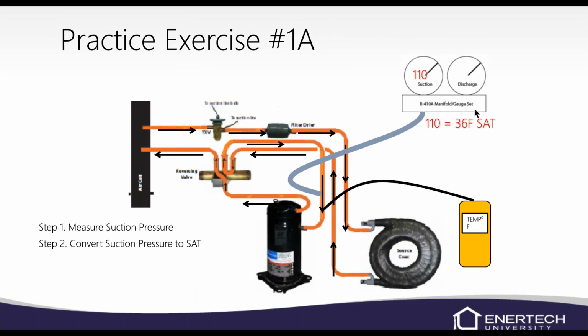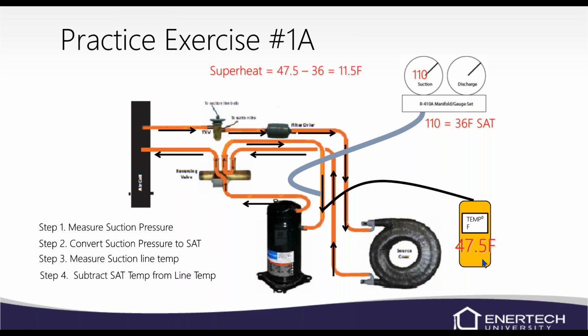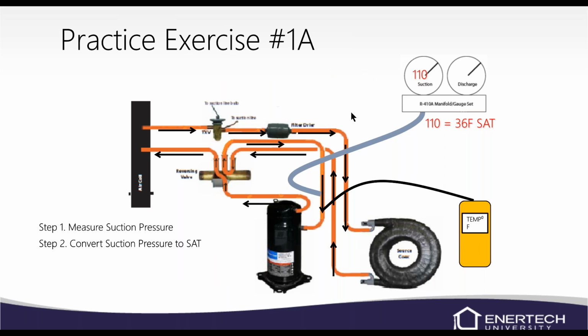So we have our saturation temperature of 36. Our line temperature is 47.5. So then again, we just do the math. That gives us 11.5 degrees of superheat. So if we say, well, John said 10 and 10, we're at 7.5 and 10.5, 11.5. So that's pretty close. That's plus or minus a few degrees.